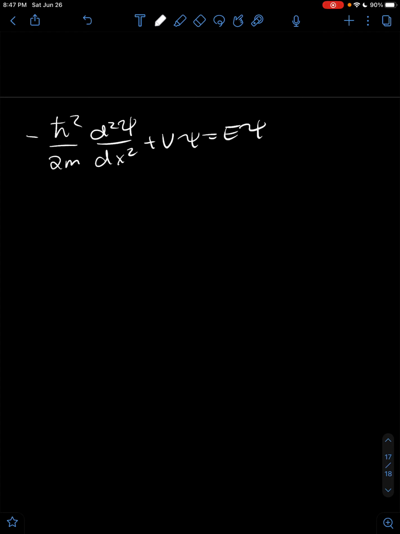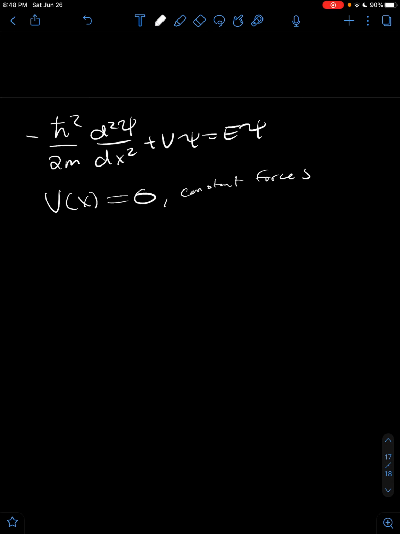Hello everyone, this is going to be a pretty simple, laid-back, chill video. We will be solving the Schrodinger equation for a free particle potential. The free particle potential is defined as the case where the potential equals zero. So there are no forces, well, there are constant forces really, acting on the particle.